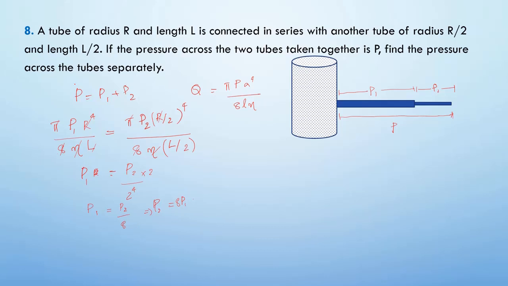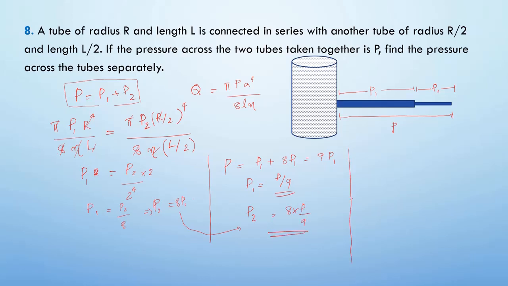We already have an equation here connecting P1 and P2. So substituting this into this equation, we will get P is equal to P1 plus 8 P1, that is 9 P1. This implies P1 is P by 9. And also using the same equation, if P1 is P by 9, then P2 from this equation is 8 times P1, that is 8P by 9.